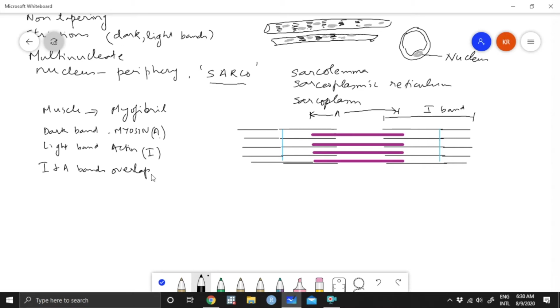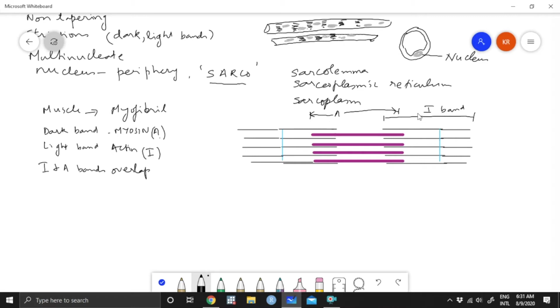Just like we put fingers of two hands into each other and you get an overlap. So similarly you get an overlap. If you push them too far, the overlap will be too much. If you push them less, the overlap will be less. So something like that is taking place over here. So we have an A band here and we have an I band.